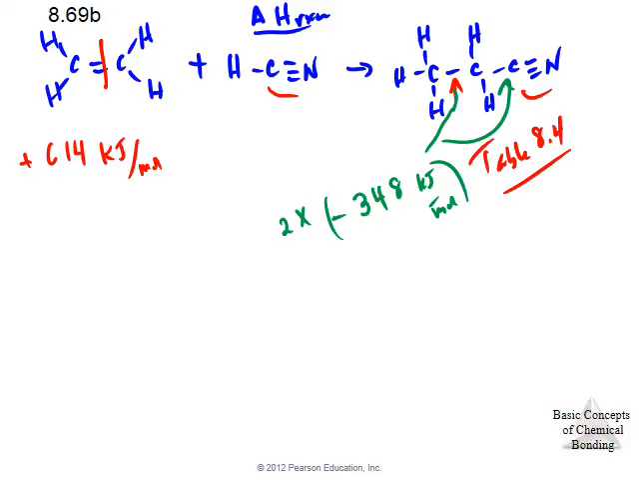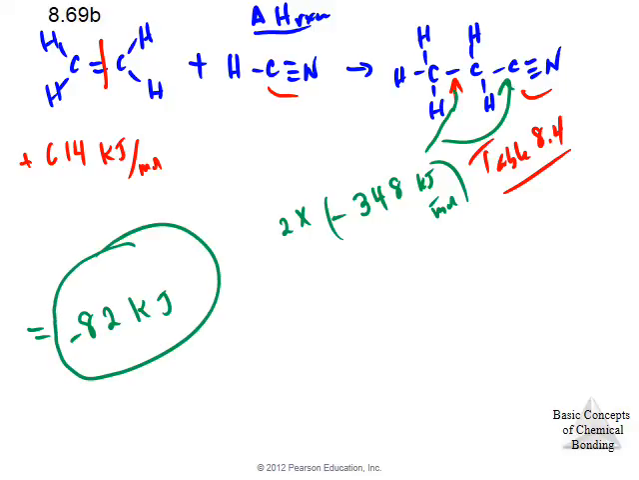Okay, when you do the math, you're going to get minus 82 kilojoule. So this is minus, don't forget to assign negative, minus 82 kilojoule. That's an exothermic reaction. So that's the delta H value for this reaction.